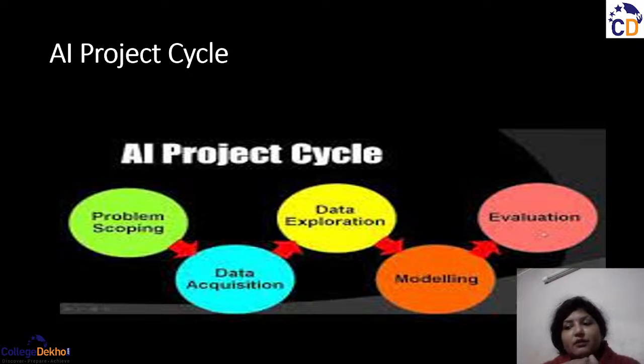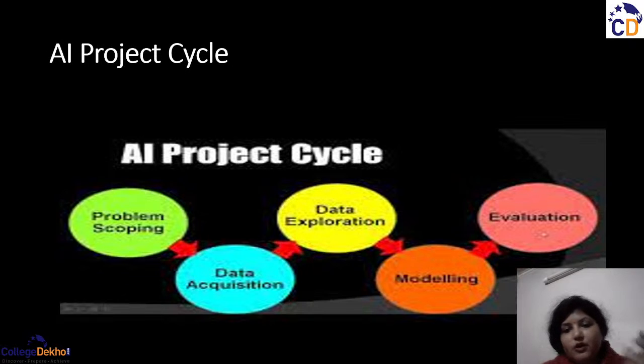And once we have trained the model, the next step is to evaluate the testing of that model, whether that model is giving us the accurate output or not. If it is not giving the accurate output, then we return again to the modeling phase or to the data acquisition phase to collect the data again and increase the amount of data set. Or the next thing is to change the algorithm.